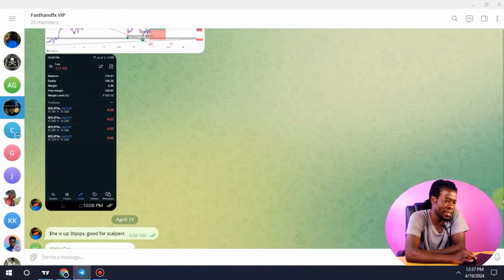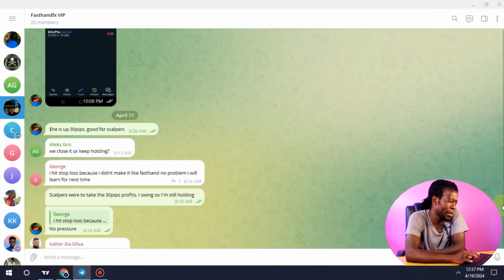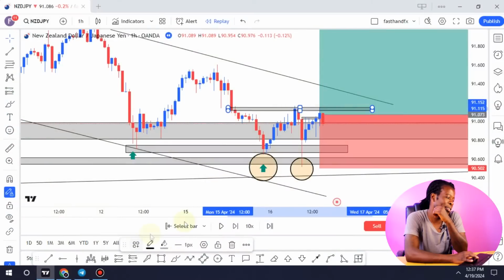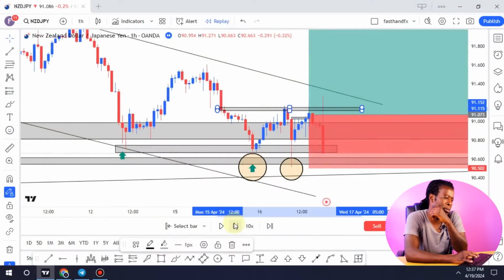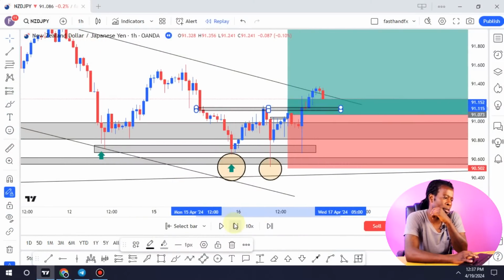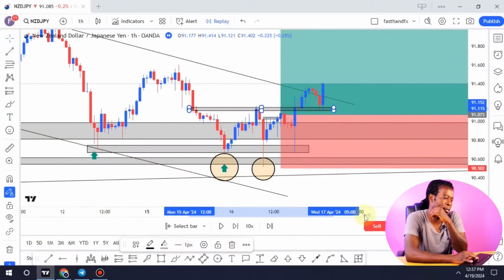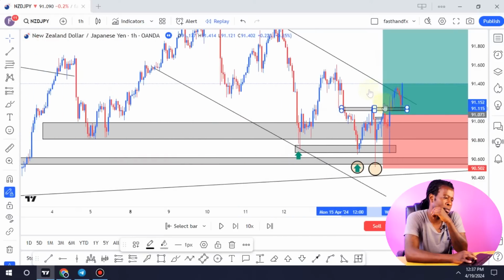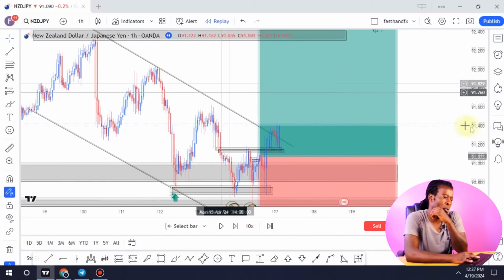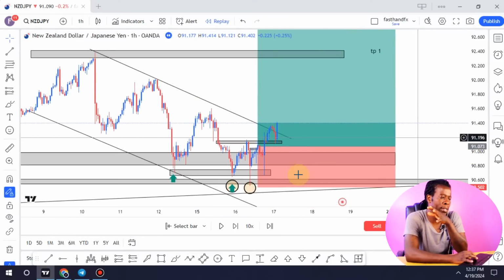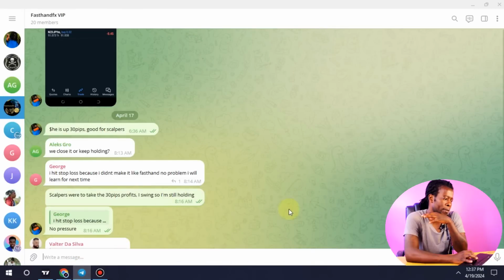So the market started playing out. Then I said, okay, after April 17th, a day later, she's up 30. Good for scalpers. Now if you were a scalper, you are looking good right now. Okay, let's see. Scalpers should have been out. Okay, the market started playing nicely. Let me show you. So right here we were cruising nicely.